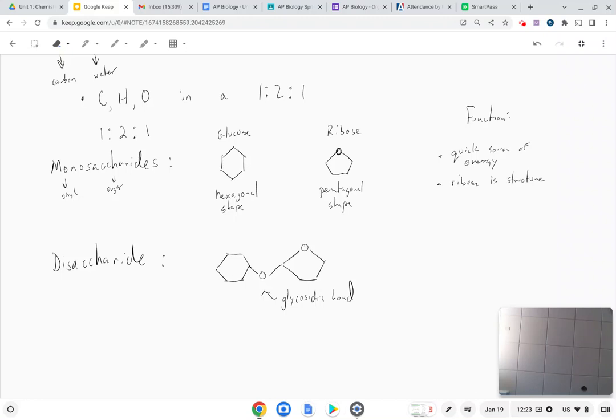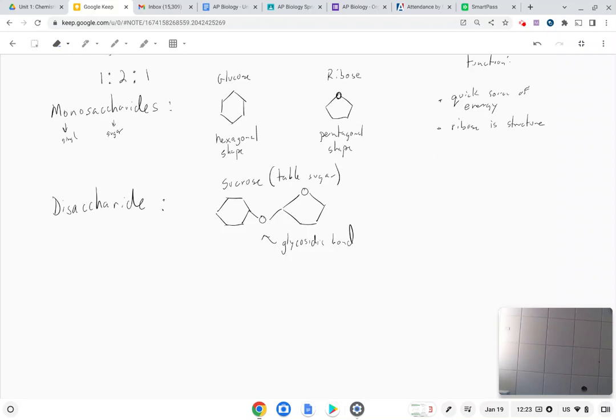And it's called sucrose. Sucrose, aka table sugar. Now, there are several other examples of disaccharides. For example, maltose is a disaccharide. Lactose, which is the sugar that's in milk, is also a disaccharide.